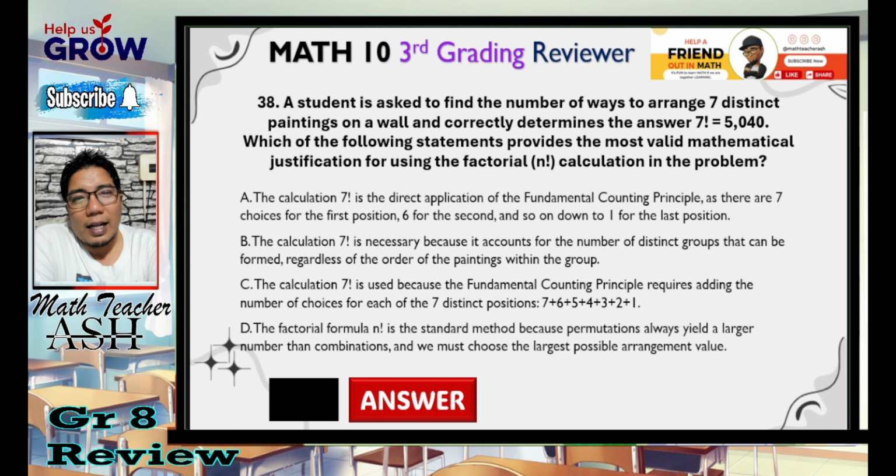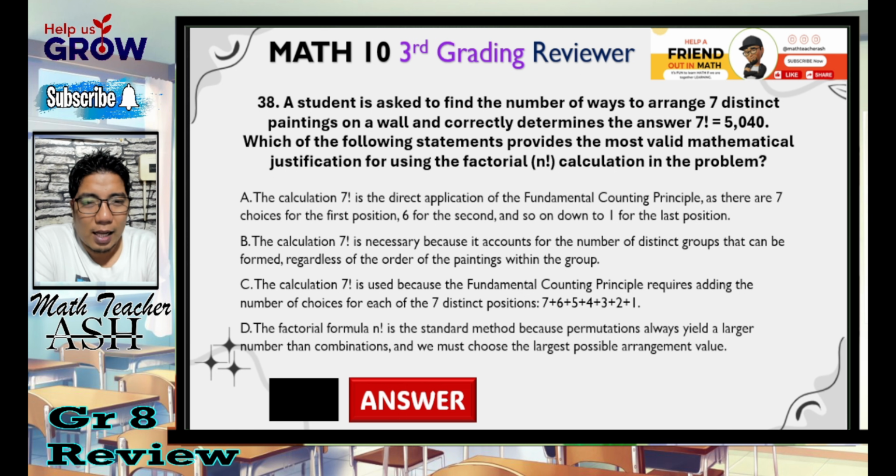Is it A, the calculation 7 factorial is the direct application of the fundamental counting principle as there are 7 choices for the first position, 6 for the second, and so on, down to 1 for the last position. B, the calculation 7 factorial is necessary because it accounts for the number of distinct groups that can be formed regardless of the order of the paintings within the group.